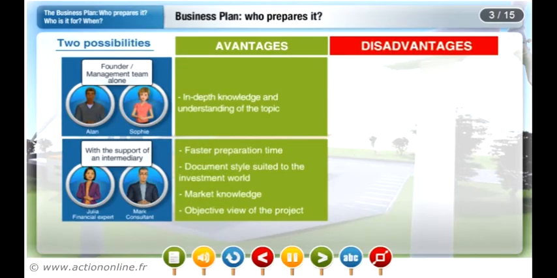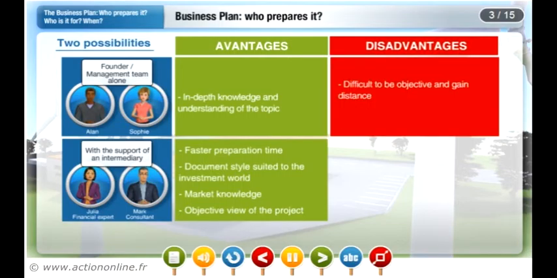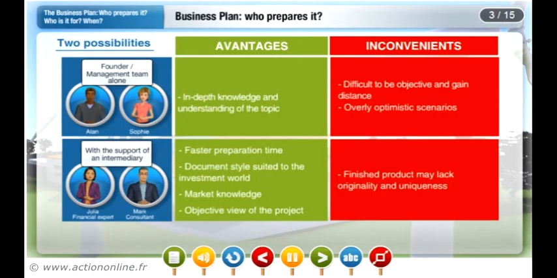Now, let's look at the disadvantages. We have just seen that the intermediary will be able to consider the project objectively. The founder and his or her management team may lack this objectivity and distance from the project, particularly if they are working alone. In practice, we may realize that the proposed scenarios are sometimes overly optimistic, to say the least, and are not in line with reality. On the other hand, a business plan prepared with the help of an intermediary may lack originality and uniqueness.